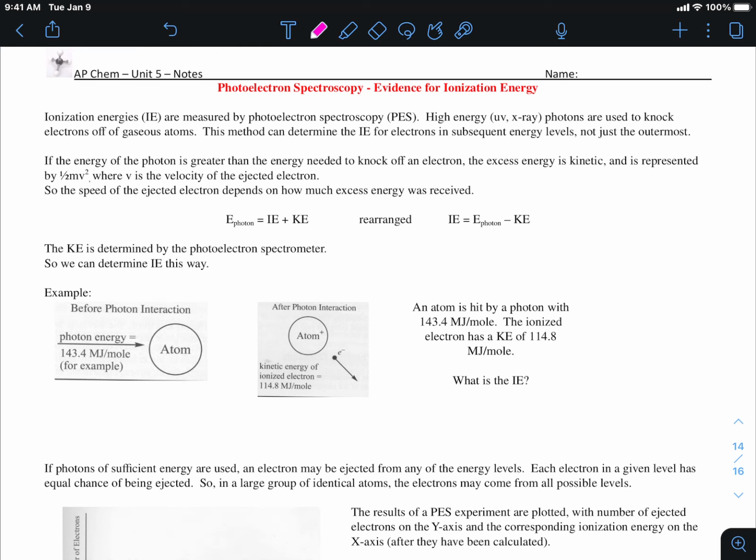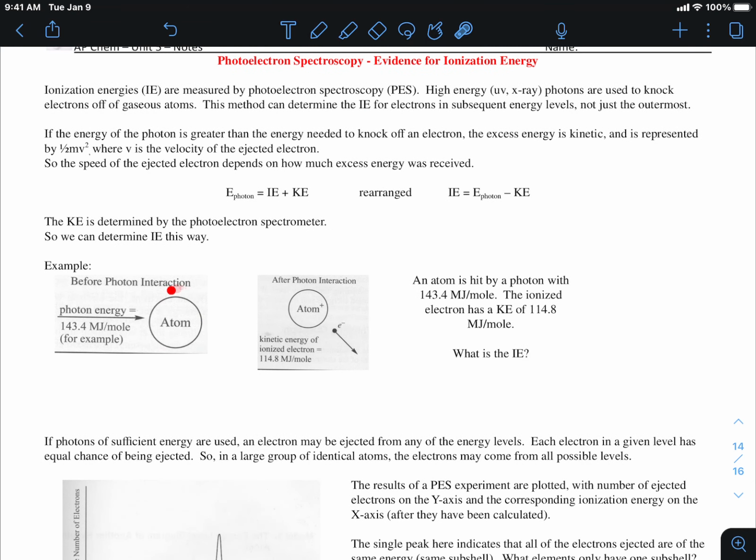So the idea is this. If we shoot high energy X-rays or photons, right? Because an X-ray is just a high energy photon. If we shoot high energy X-rays at atoms, we'll be able to knock electrons off. So imagine you have an atom and you're shooting an X-ray at it. The result of this is that an electron is going to be knocked off, right? You're going to have an ion, and here's the electron just whizzing away.